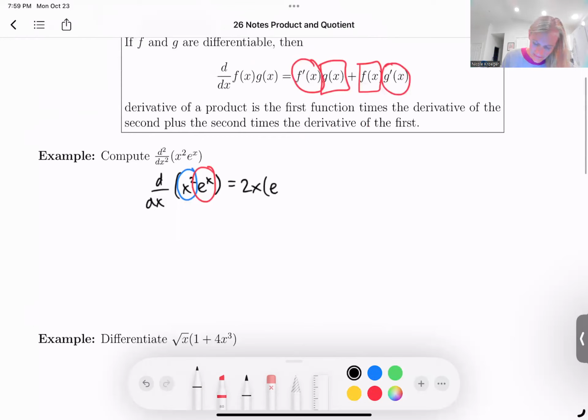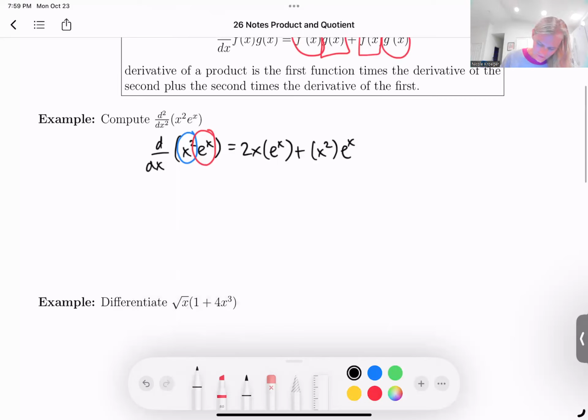I'm going to leave the e to the x alone. And now I'm going to leave the x squared alone. I'm going to take the derivative of e to the x, which is just e to the x. But this one we're thinking of as a derivative. And I will leave my first derivative answer like that. This problem is making me take the second derivative.